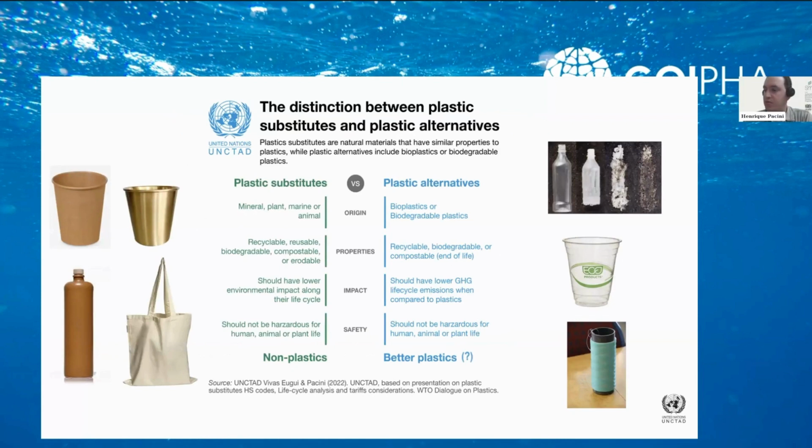For that purpose, we try to organize thoughts by separating two clusters of materials. What we call plastic substitutes, which are non-plastics of mineral, plant, and marine or animal origin, and plastic alternatives, the so-called better plastics. Of course, this is highly debatable, but they would either be disconnected from the fossil fuel system, so bio-based, or have a better footprint at end of life, such as degrading back into elementary components such as CO2 and water. Next slide.